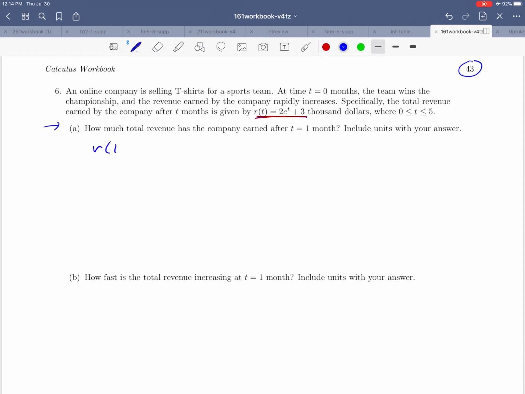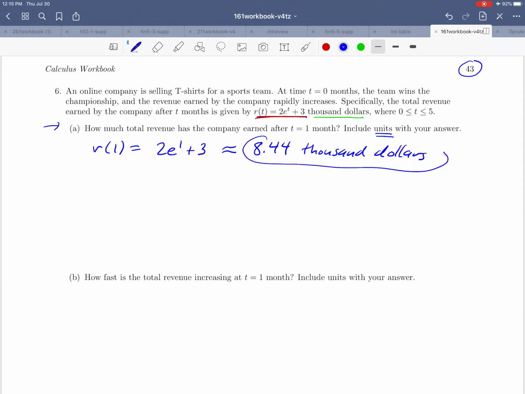All right, so let's do that. R of 1 is going to be 2e to the first plus 3. That's a job for your calculator. That turns out to be 8.44. Then the question is units. How are we measuring revenue in this problem? Revenue is being measured in thousands of dollars if you look at the statement of the problem, so those would be the units coming out here.